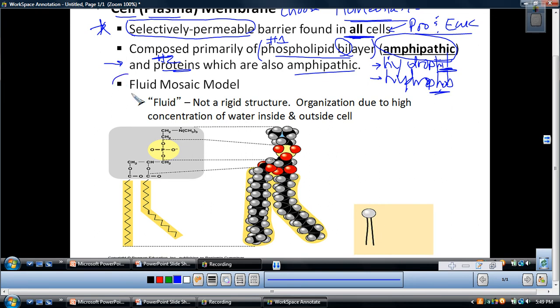Okay, so now I wanted to address the name for the cell membrane, and we call this the fluid mosaic model. We refer to the cell membrane, the plasma membrane, as a fluid mosaic structure. Fluid is because it's not a rigid structure. If it were rigid, it wouldn't allow things to go in and out of the cell. The mosaic part is because there are various proteins embedded in the bilayer. So fluid means not rigid, and the mosaic refers to the various proteins.